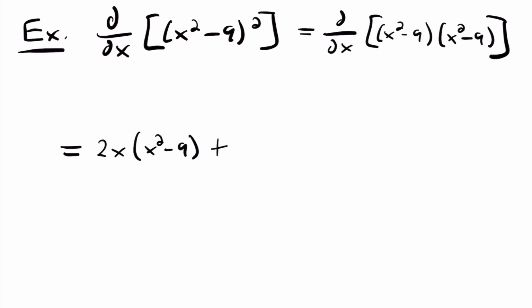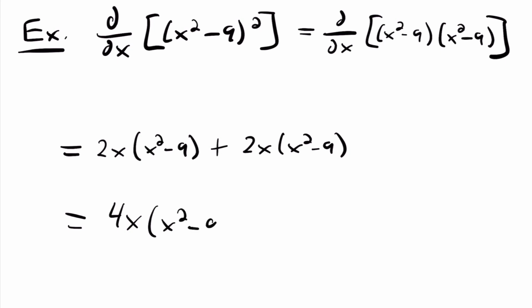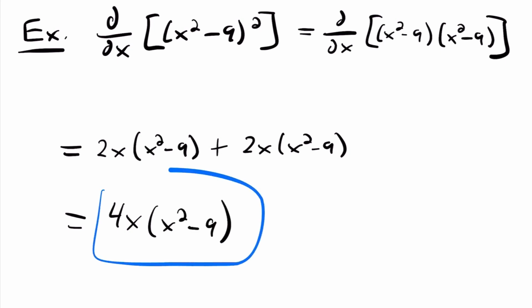So really it's going to be just equal to 2x times x squared minus 9. Again, it's the same thing. So then we can simplify and add our like terms here and have 4x times x squared minus 9. And so that would be the answer to the derivative of this function using the product rule.